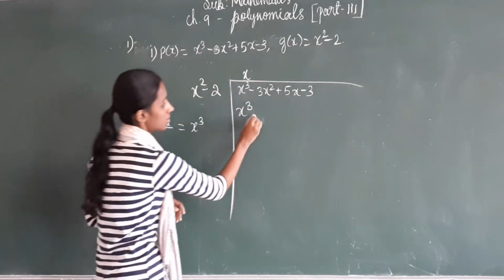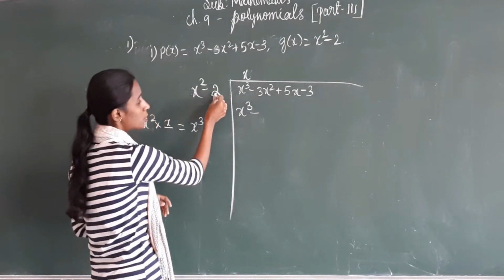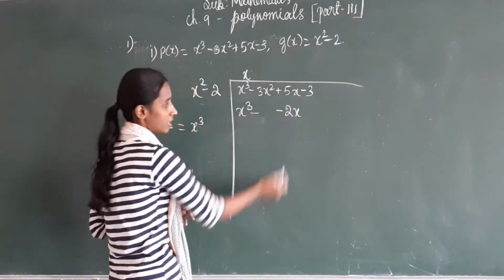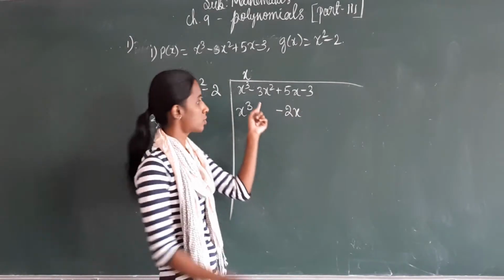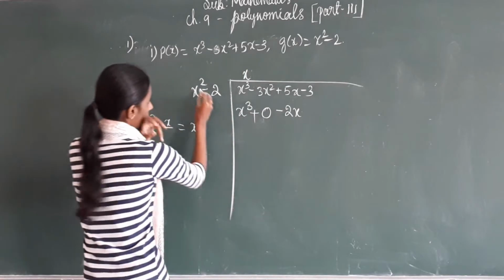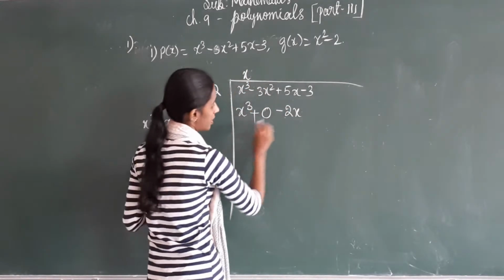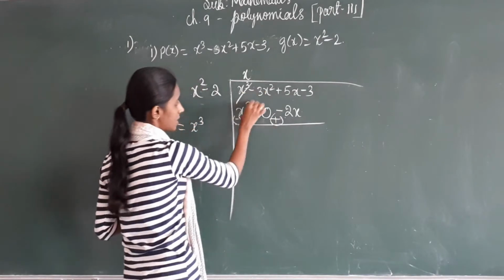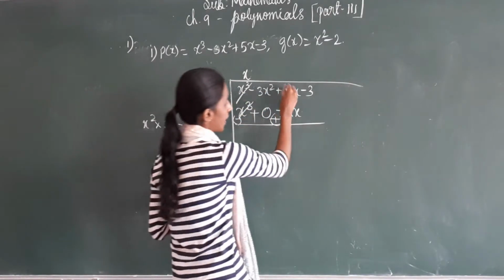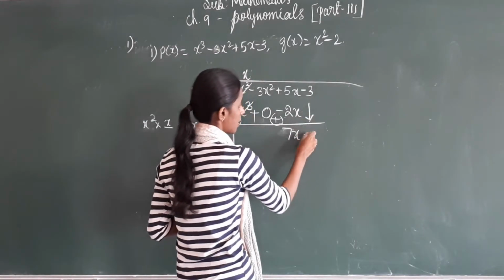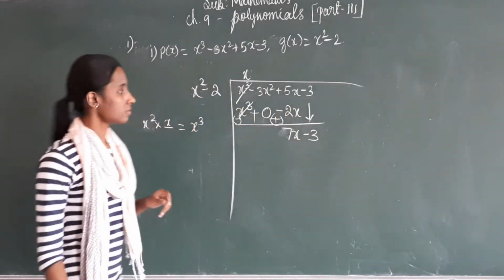Okay. Next, minus 2 into x is minus 2x. Why am I writing this here? Because the x square term is 0, I write 0. Okay, you don't have anything. Minus 2 into x is minus 2x. Next step is changing the signs. Plus and minus get cancelled. 5 plus 2 is 7x minus 3.